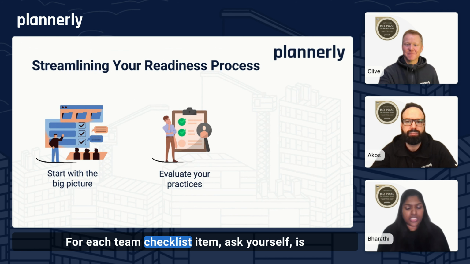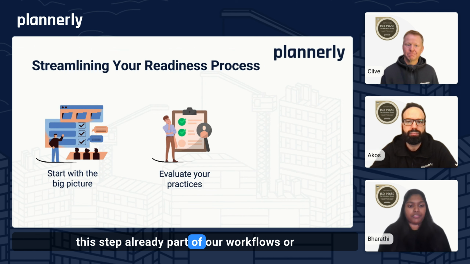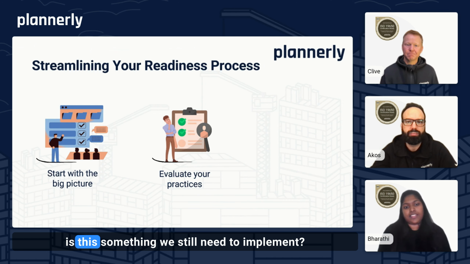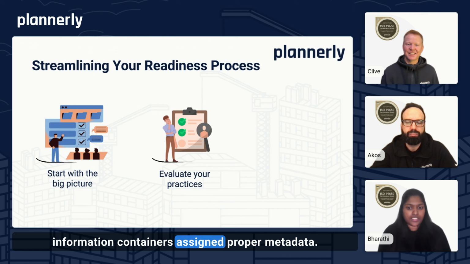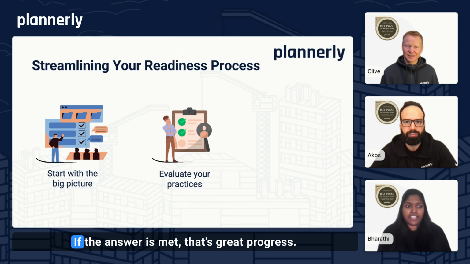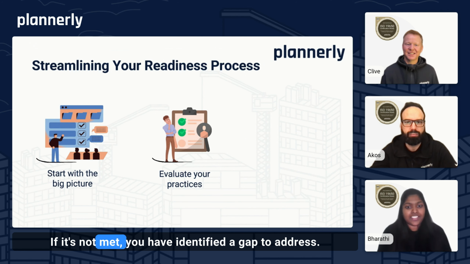Next, move on to evaluating your practices. For each checklist item, ask yourself, is this step already part of our workflows, or is this something we still need to implement? For example, one item might be information containers assigned proper metadata. If the answer is met, that's great progress. If it's not met, you have identified a gap to address.